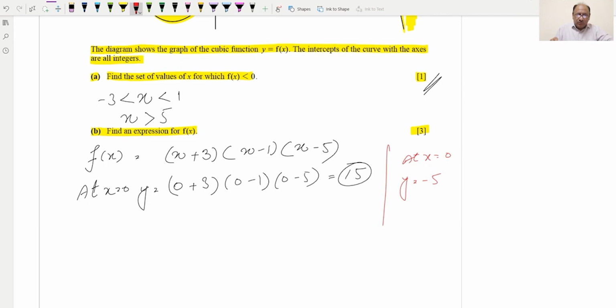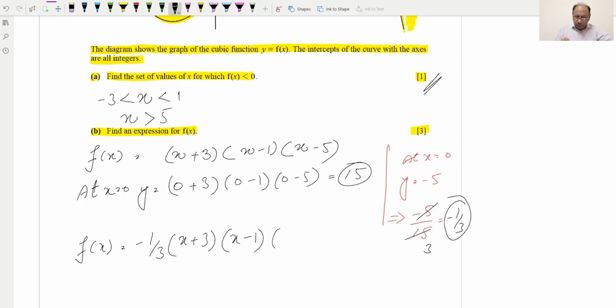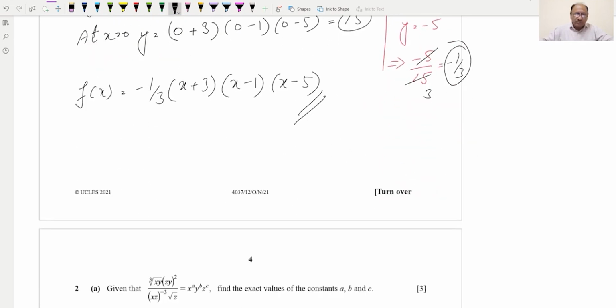So this implies we have to multiply by minus 5 over 15. After cancellation, this will be minus 1 by 3. So this value we can multiply. Our function f of x will be equal to minus 1 over 3 into x plus 3 into x minus 1 into x minus 5. Now this will be the final function which is required. Hopefully you understood this. This was a 3 mark question which we are done with.